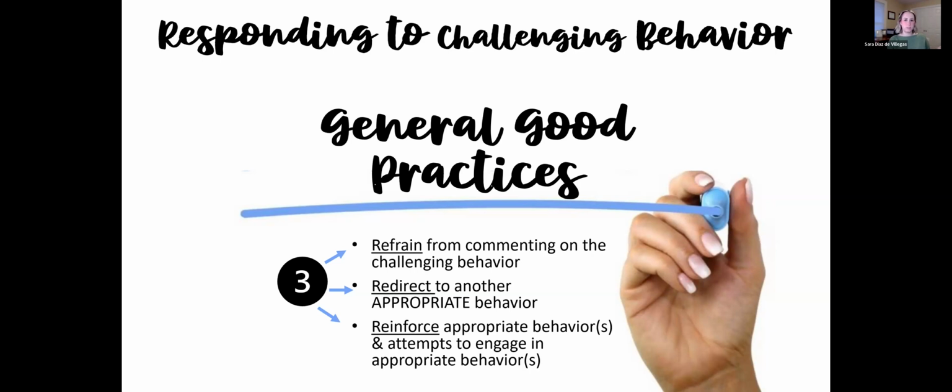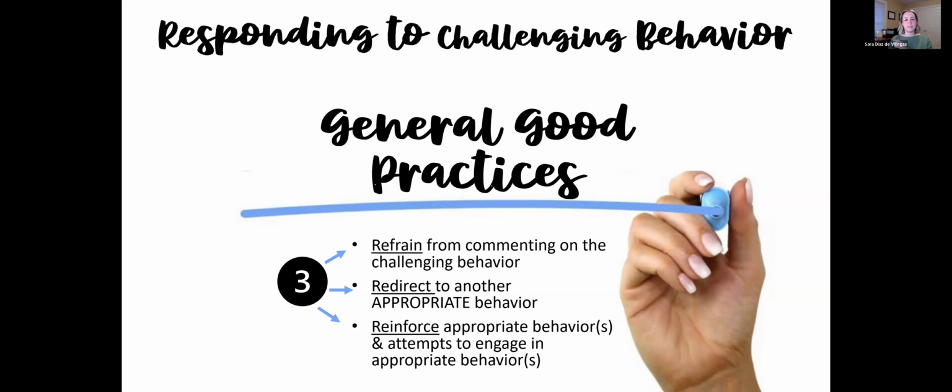So using that second strategy listed here, redirecting. Redirect to another appropriate behavior. So if they are throwing something, tell them, hey, I need you to please sit down. So having them sit down calmly, because then you can implement strategy number 3, where you reinforce or reward the appropriate behavior when it happens, or attempts to engage in the appropriate behavior.